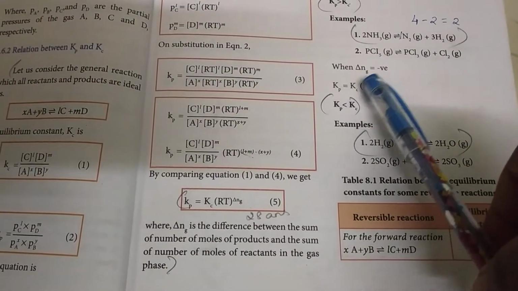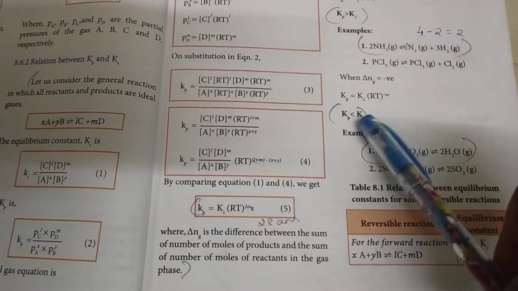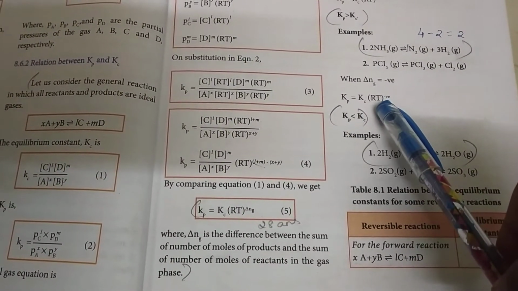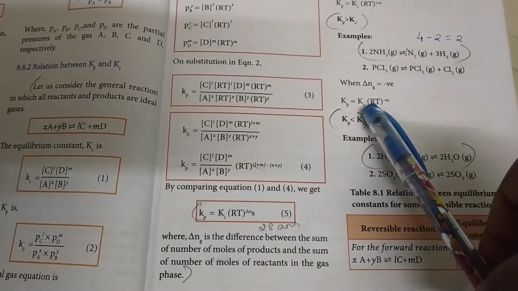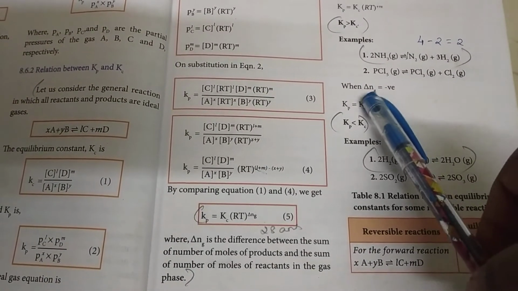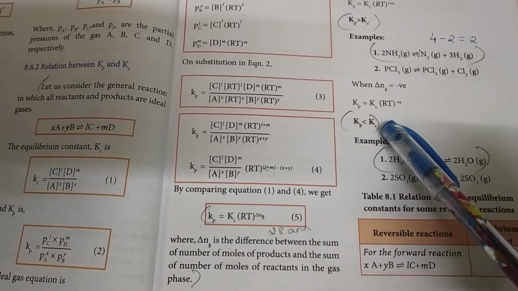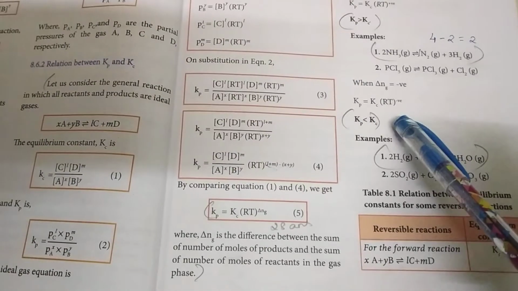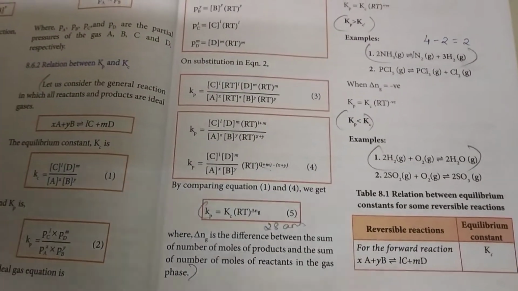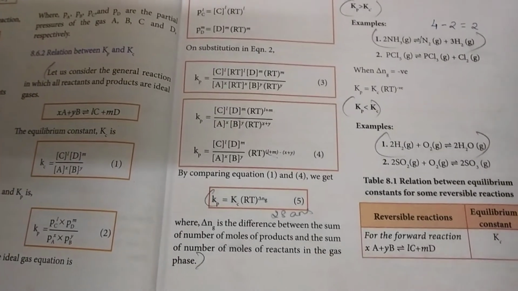When delta Ng is negative, in the third case, you are getting a negative value. So RT, that means Kc divided by RT. On dividing this only, you will get Kp. Therefore Kp is lesser than Kc. Is it clear for you students? So Kp is lesser than Kc.